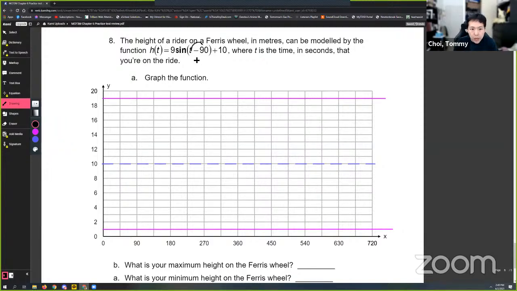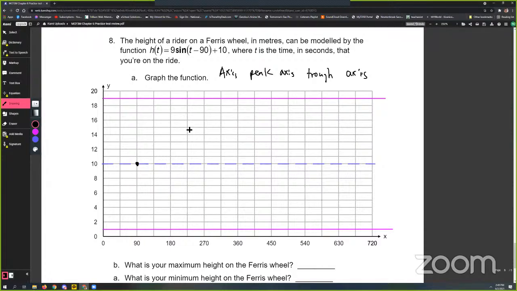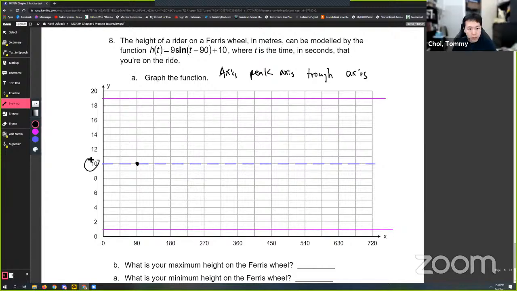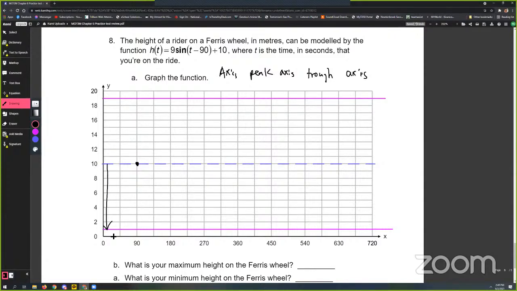And then we have a phase shift of 90 to the right. So remember, it's not reflected, so we're going to go axis, peak, axis, trough, axis, right? That's the pattern that we're going for. So at 90 to the right, we should be looking for axis. Wait, mister, why is it at 18 again? I mean at 19. Because the equation of the axis is 10 and the amplitude is 9. So we go up 9. Oh, okay. Yeah. And then same thing the other way, 9 down, which is 1.